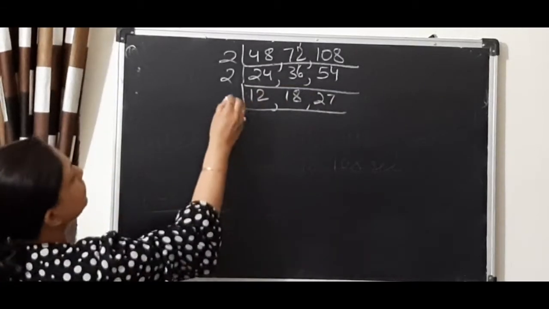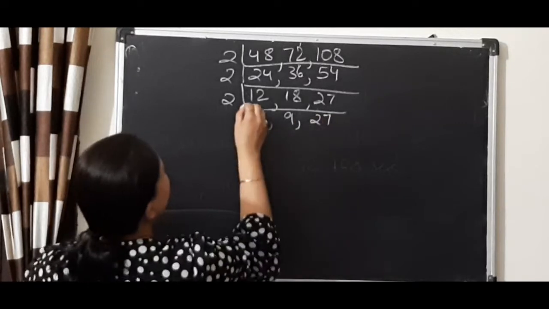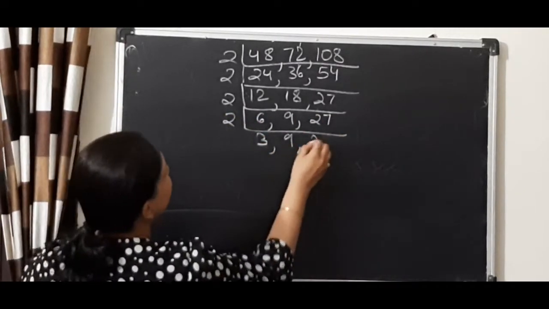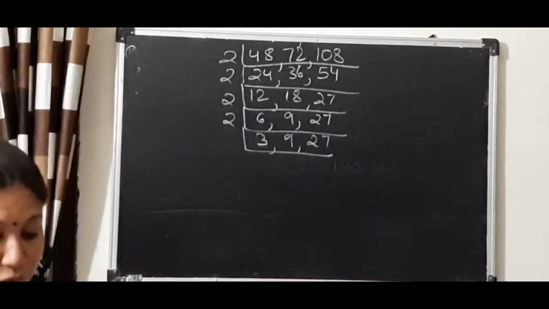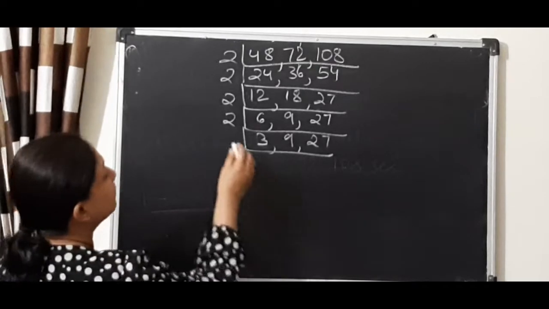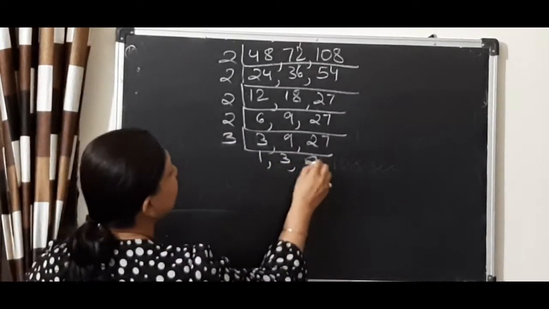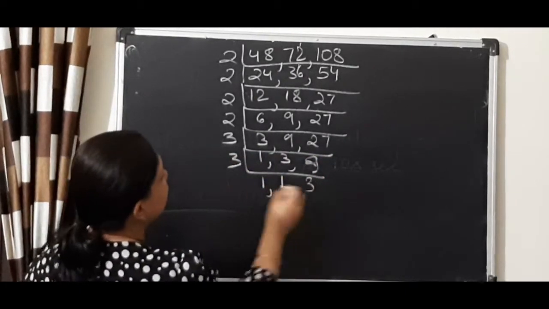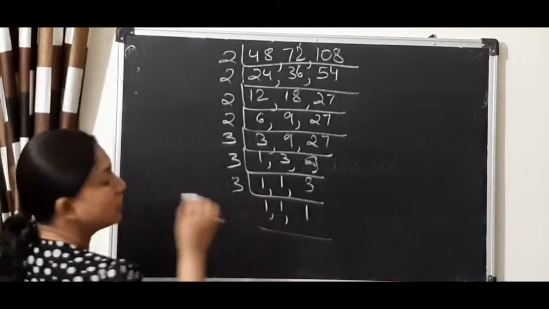Again, this will go by 2. 2 threes are 6, 2 nines are 18, 27 stays as it is. Now, 2 threes are 6, 9 and 27. Further, it is not going to divide by 2. So we will now take 3. 3 ones are 3, 3 threes are 9, and 3 nines are 27. Next, 3 ones are 3, and 3 threes are 9. Finally, now we can close it.